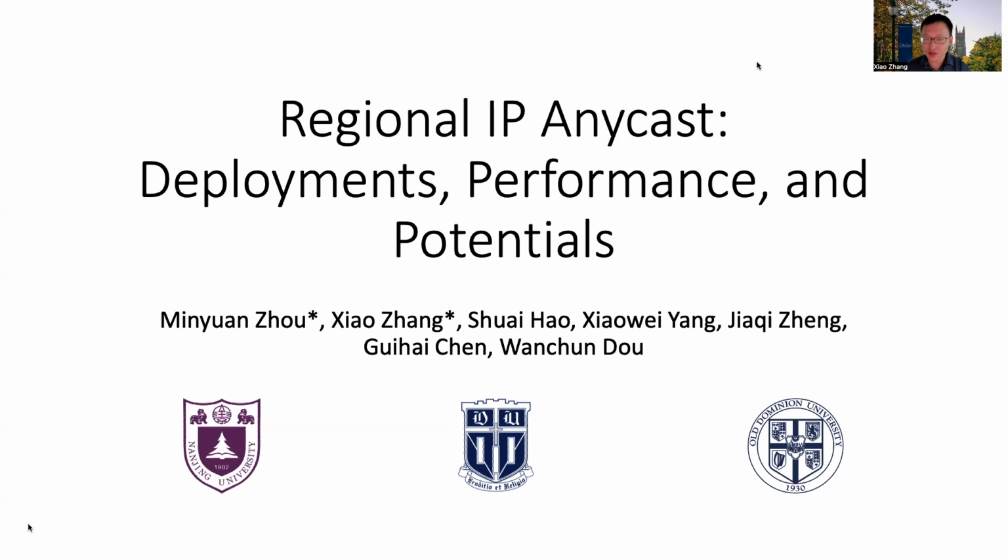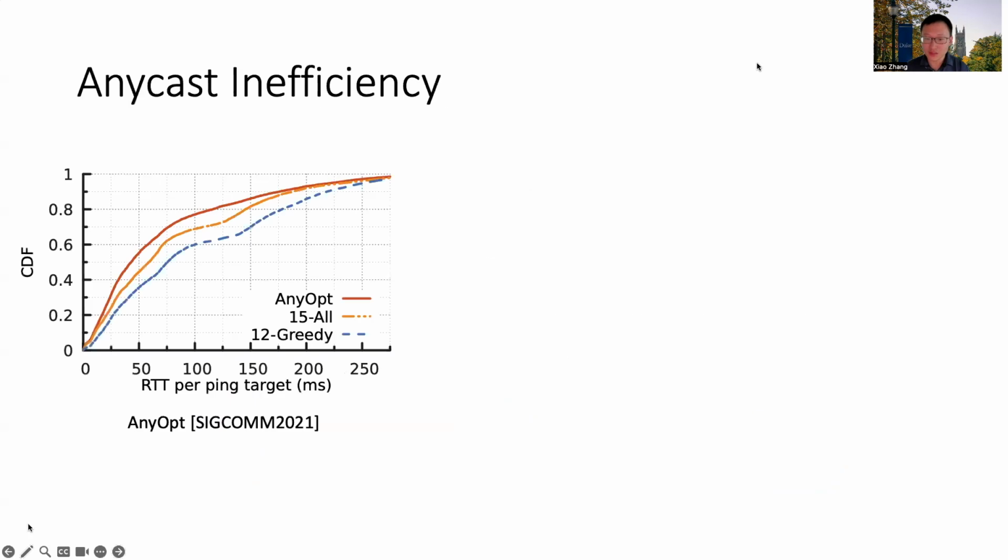Today, we are going to introduce our measurement research on the regional IP Anycast network. This is a joint research project with Nanjing University, Duke University, and Old Dominion University. First, let's take a look at the Anycast inefficiency.